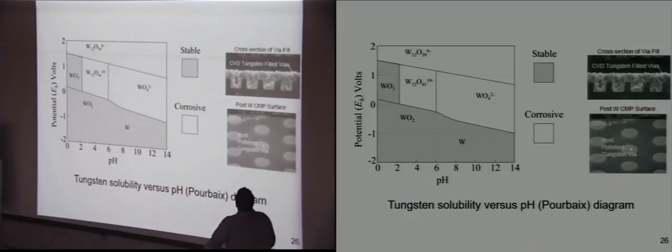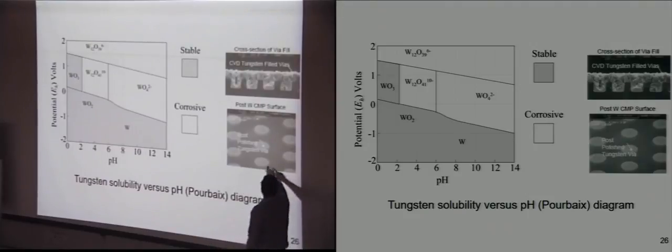So let's say you have a hole, a via or a trench, and you fill it up with tungsten grown through a CVD process. You can see that the surface roughness is there, and of course the tungsten is sitting out. But once you polish it off, there is no more tungsten connecting it.